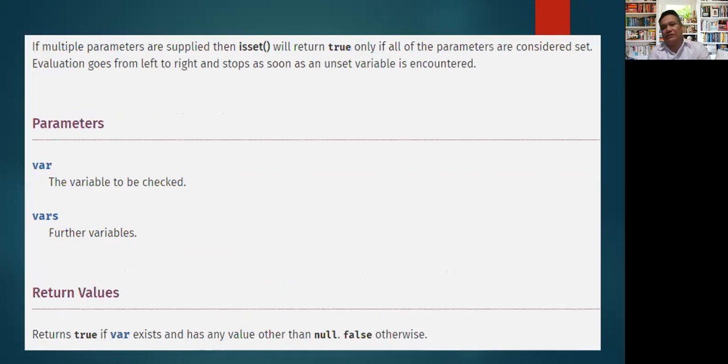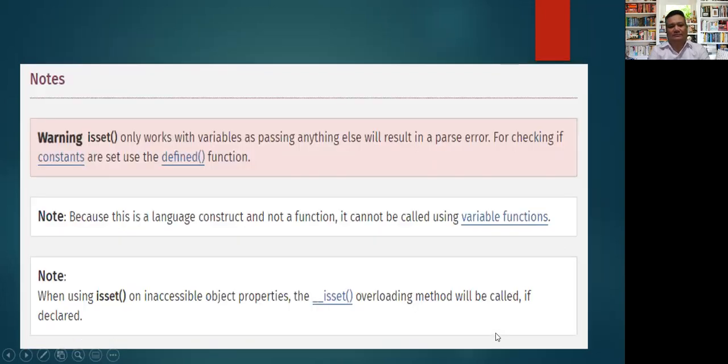But if multiple parameters are supplied, isset will return true only if all the parameters are considered set. Take note of it. Evaluation goes from left to right and stops as soon as an unset variable is encountered. So these will be the parameters and the return value: returns true if bar exists and has any value other than null, false otherwise.